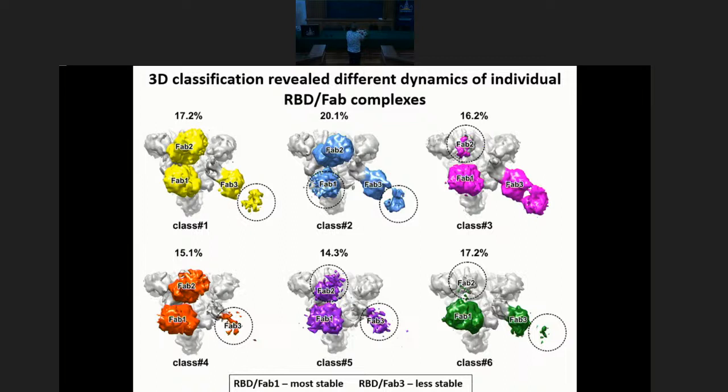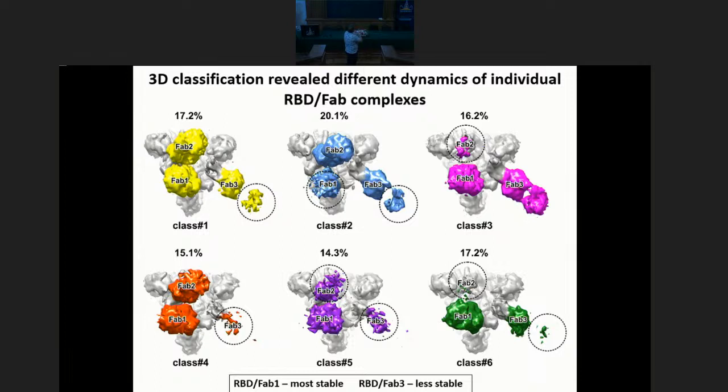The FIB number 1, that is bound to RBD number 1, this one, is fully observed in 5 classes out of 6. That means that this FIB fragment has less dynamics. The FIB fragment number 2 is observed fully in 3 classes, but in the other 3 classes it has low density. That means that this FIB fragment and the RBD to which it connects have more dynamics.